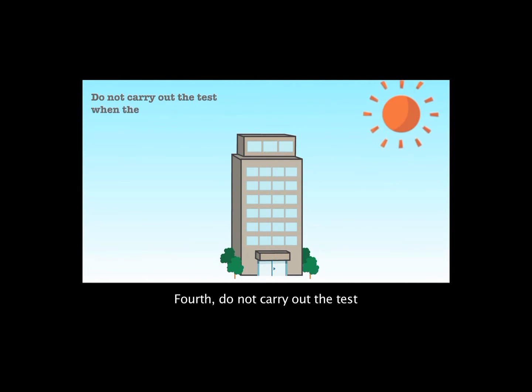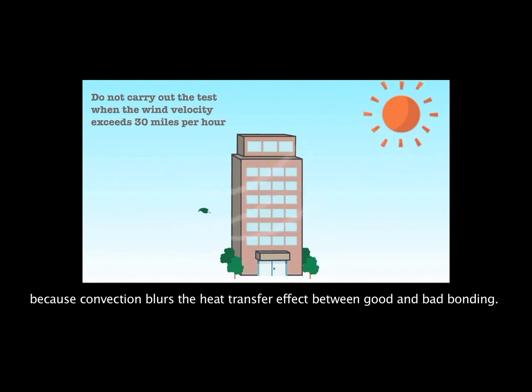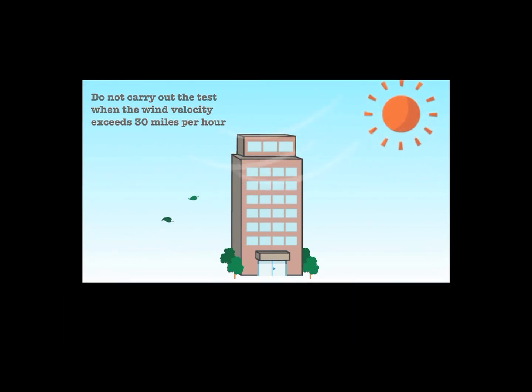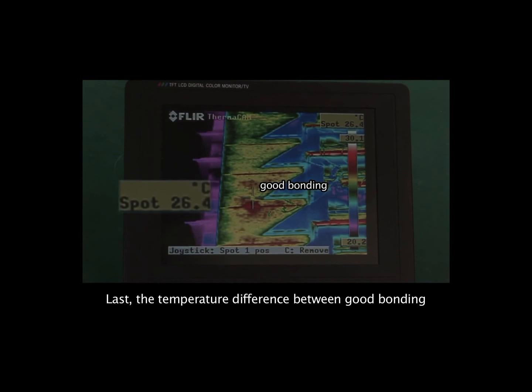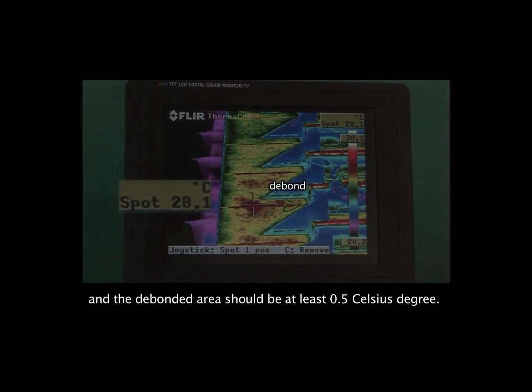Fourth, do not carry out the test when the wind velocity exceeds 30 miles per hour because convection blurs the heat transfer effect between good and bad bonding. Last, the temperature difference between good bonding and the debonded area should be at least 0.5 Celsius degree.